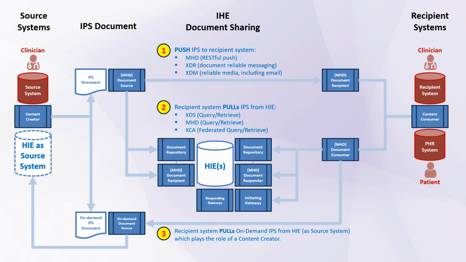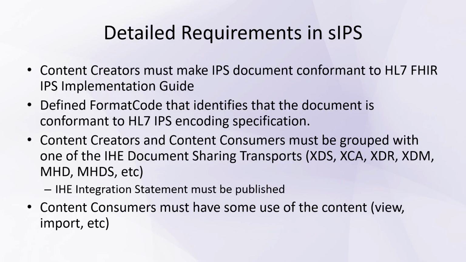Number one are the various push models that IHE has available within document sharing. Number two are the various publication and/or query retrieve models, including the federated model with XCA. And number three is showing the on-demand mechanism that allows a source system to publish that it could make an IPS available on demand, enabling a recipient system to request a freshly made IPS.